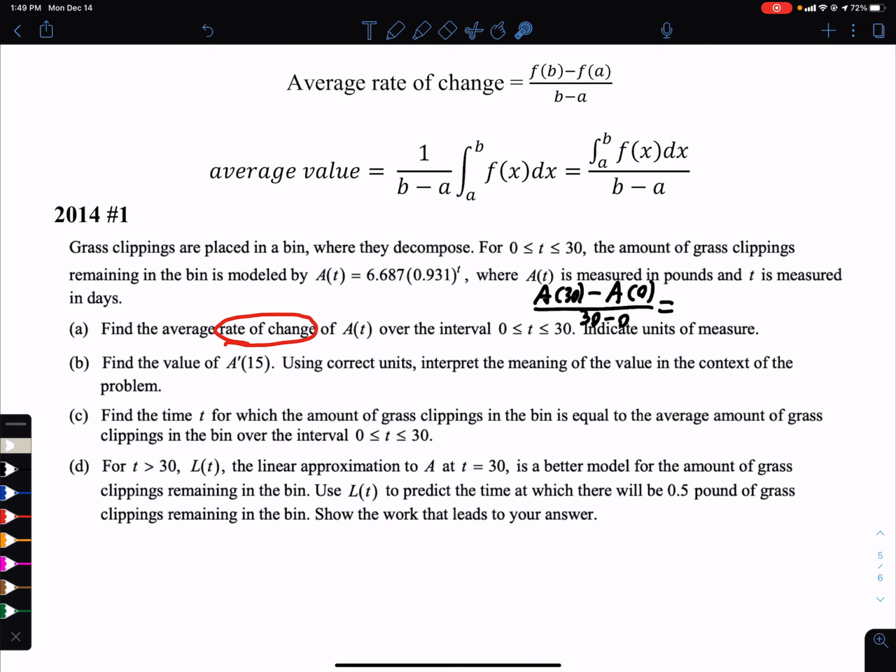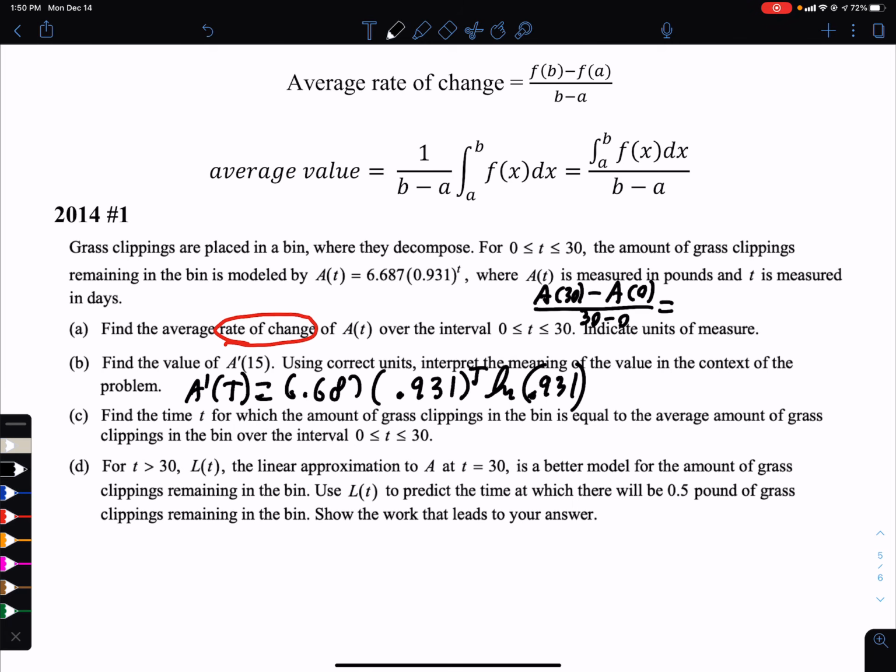Now, you could do this on your calculator, but you guys should be able to do this without a calculator. So first, I'm going to find the derivative of A. The 6.687 is a constant. And then, this is like e to the x. It's exponential, but the base is not e. So it's going to be e to the x still, but you also need ln of the base. So that's going to be the derivative of A.